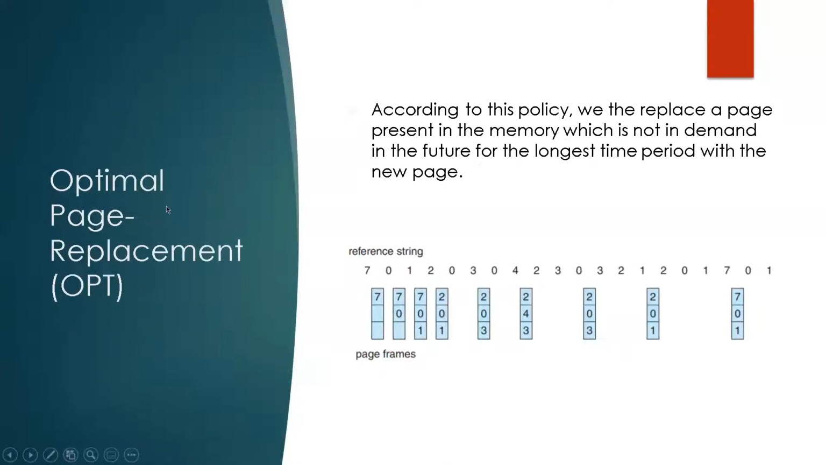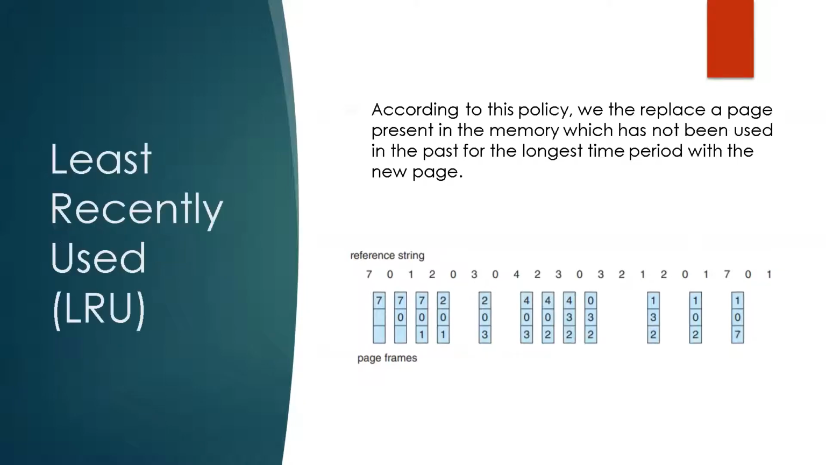Then we have optimal page replacement. According to this policy, we replace a page present in the memory which is not in demand in the future for the longest period with the new page. Then we have least recently used. In this policy, we replace a page present in the memory which has not been used in the past for the longest period with the new page.